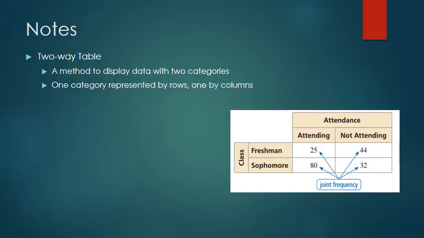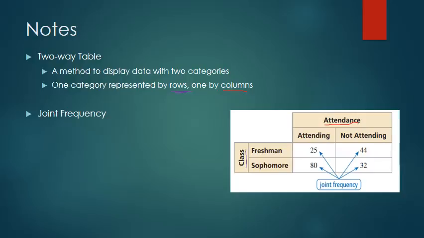So in this case, if I look at what's my category for my rows, well, that's the different classes, so freshmen and sophomores. Or also what's my category for my columns? I'm talking about attendance, whether someone is attending or not attending. Let's say, for instance, this was talking about a dance. So I surveyed freshmen and sophomores to figure out whether they're attending or not attending a dance. So there's how I could display that data.